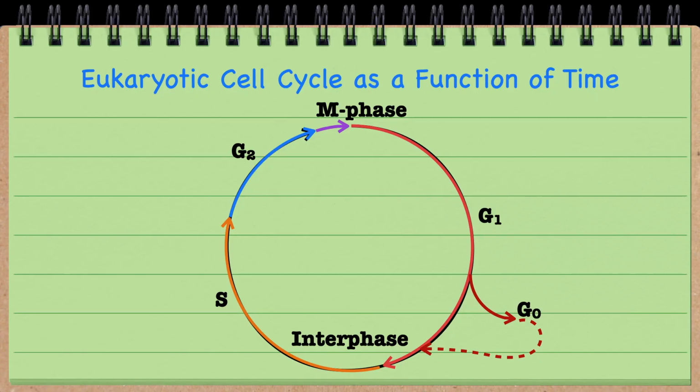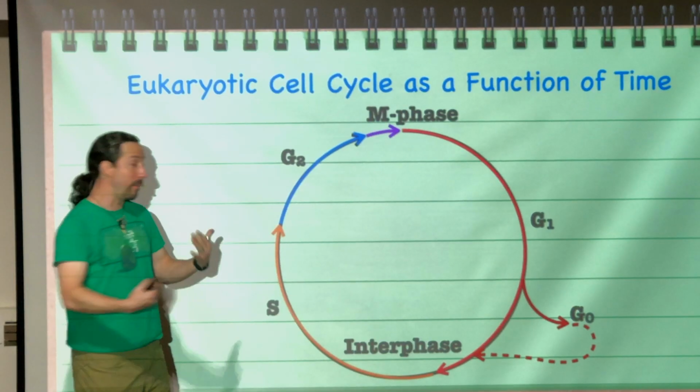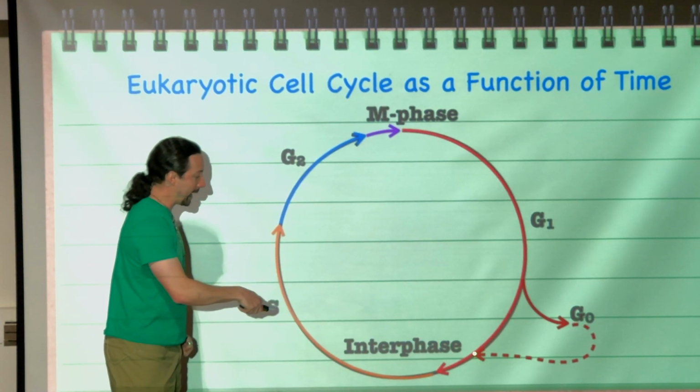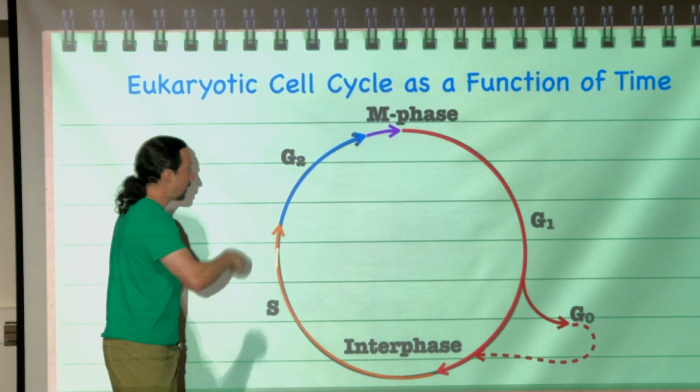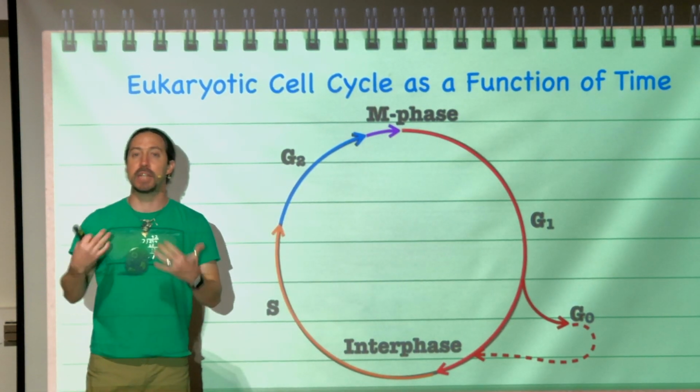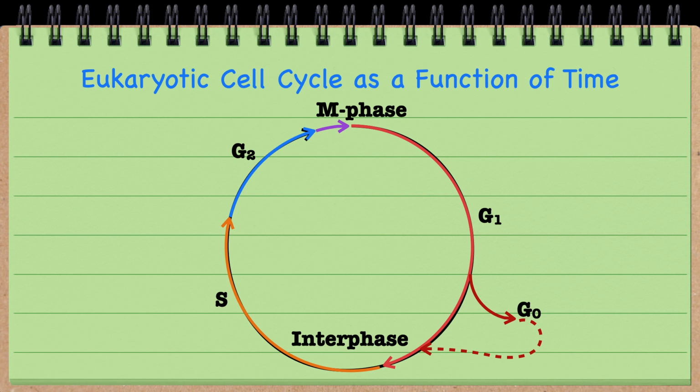But some cells, like your liver cells, will enter into gap 0. But then, as the liver gets damaged, the remaining cells can exit gap 0 and enter back into gap 1, so they can go through the cycle again to reproduce, to repair the damaged liver. That's how cells work through the cell cycle.